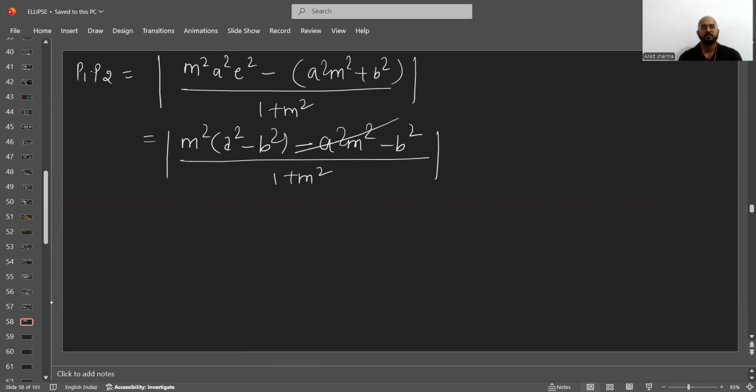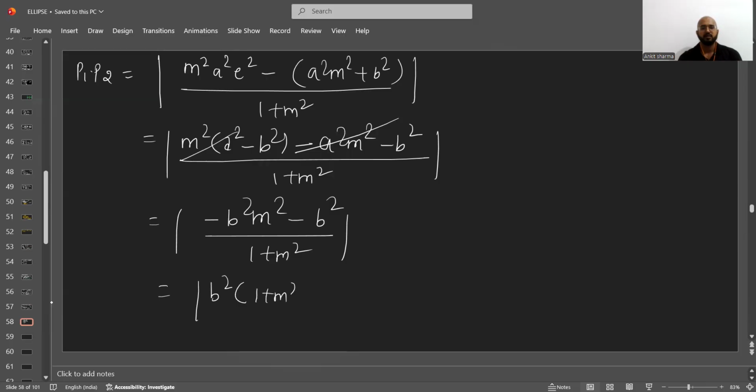So if I open this, then this guy gets cancelled with this, and then I'm left with minus of b square into m square minus b square over 1 plus m square. And now if I take b square common inside, minus inside the modulus carries no meaning. And then this 1 plus m square also gets cancelled, leaving me only b square. So we have proved that P1 into P2 is nothing but b square.